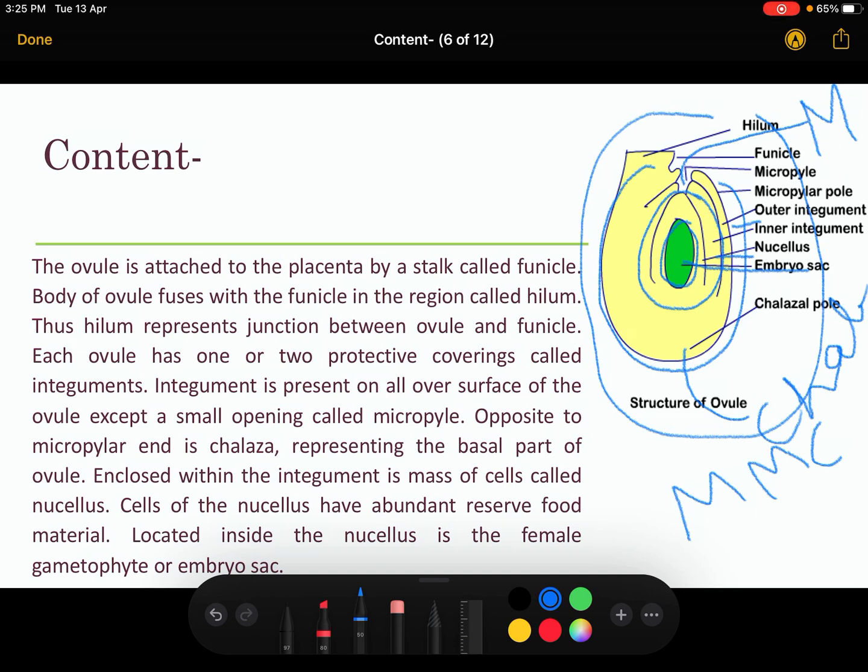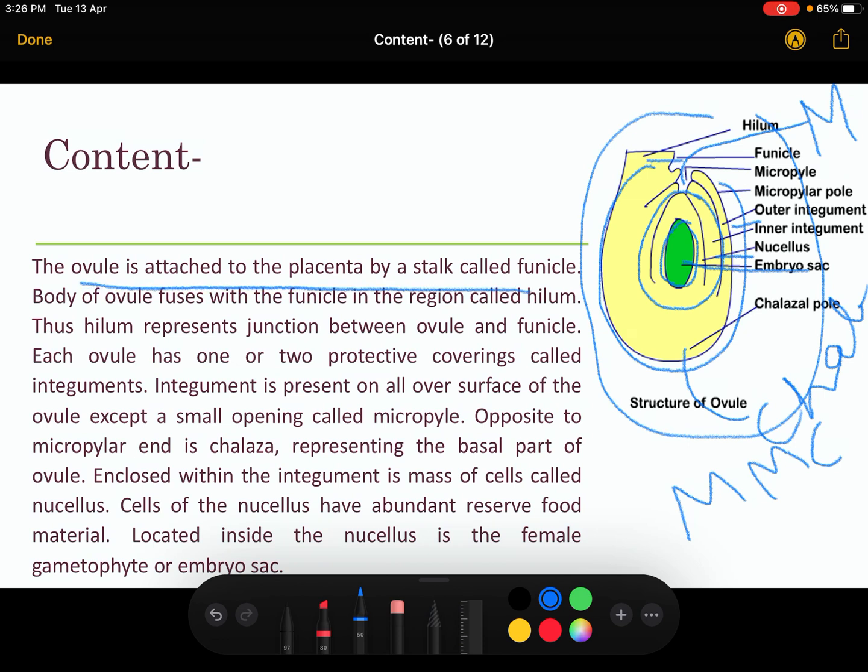It means inside the ovule there are cells called nucellus, and inside the cells of the nucellus one cell will form the embryo sac. Always remember, don't be confused about what is the embryo sac and what is the female gametophyte. It's very important, and I will tell you in a further slide what is the female gametophyte and what is the embryo sac. We can see in my slide that the ovule is attached to the placenta by a stalk called the funicle.